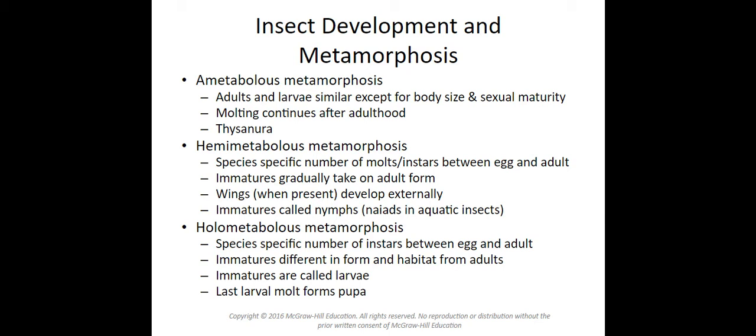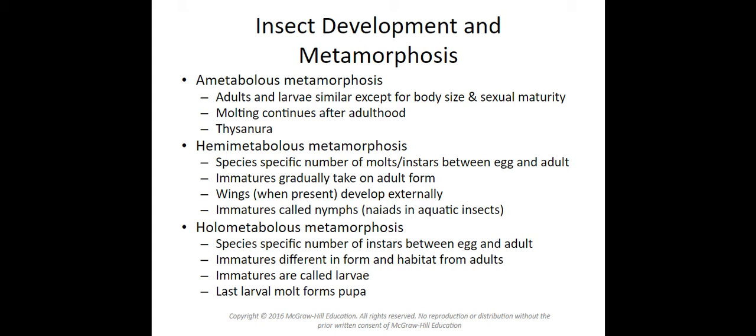But in insects, then there's hemimetabolous metamorphosis. These are going to be when there's a difference between an egg and an adult, but not a huge difference. And the immature form will gradually take on the adult form. So these are going to be nymphs or naiads. Nymphs are going to be the terrestrial insects, and naiads are aquatic insects. So those wings will develop as it gets older. The babies won't have wings, but later as they grow and molt, they will get their wings. And so there's going to be some body change difference, but not a huge body change difference.